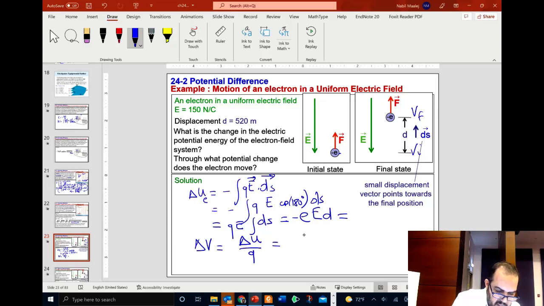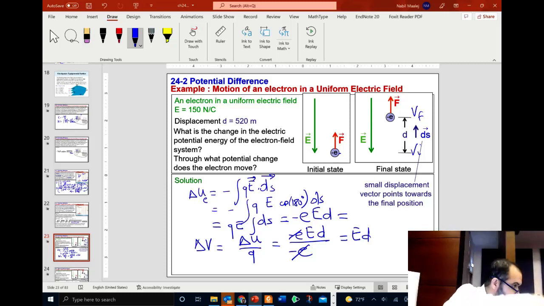So this is going to be delta U, which is minus e times E, capital E, times d, divided by the charge of the electron, which is minus e. So this will give me Ed. Okay, so the change in potential energy in this case is negative, but the change in voltage is positive. And it makes sense because we said the electric field is always pointing in the direction of decreasing potential.